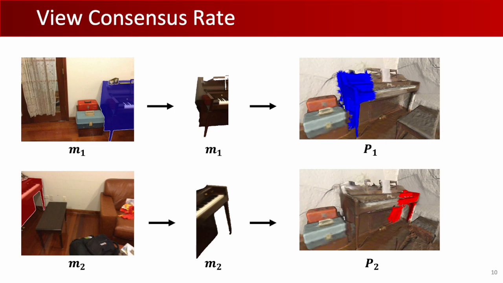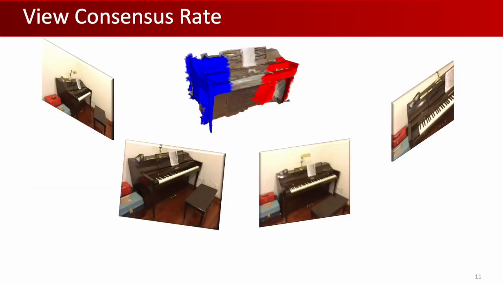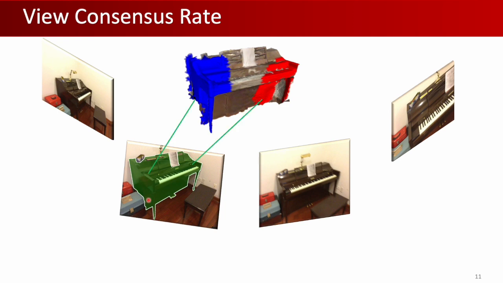Specifically, for the blue and red masks shown here, we initially project them back into point clouds. They correspond to the left and right sides of the same piano. Now, let's check each frame in this sequence. In this frame, the 2D model segments the piano as a whole. Both the blue and red point clouds are contained by the green mask, so this frame supports the merging.